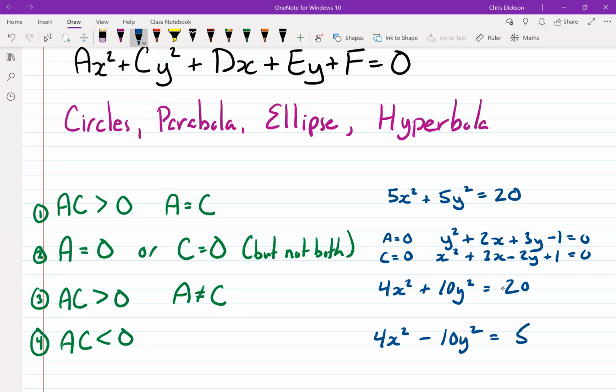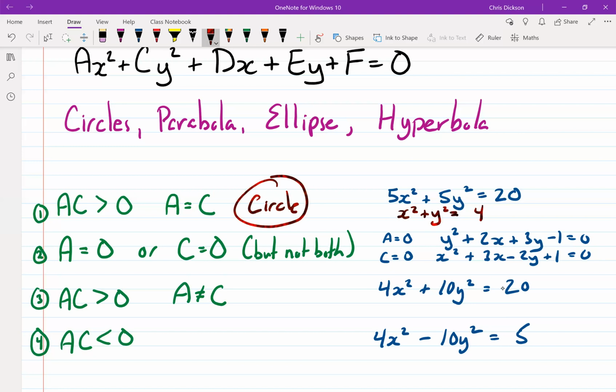Something like those examples there. Well, for the first one, if we were to divide both sides by 5, that would give us x squared plus y squared equals 4. And that looks an awful lot like a circle. So I think that would be a circle. So, circle.